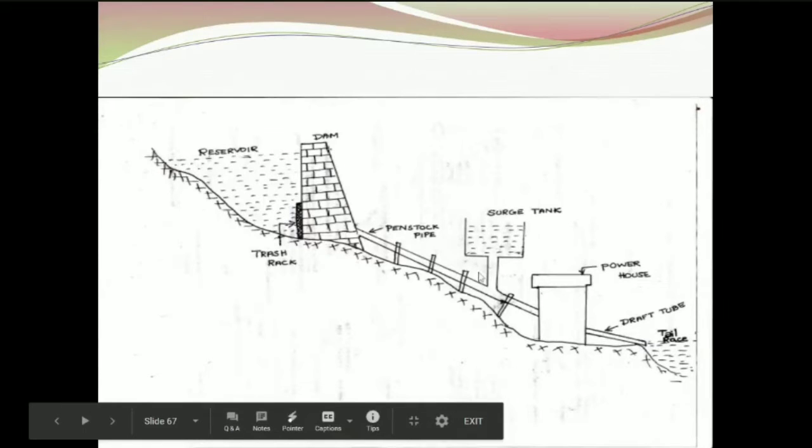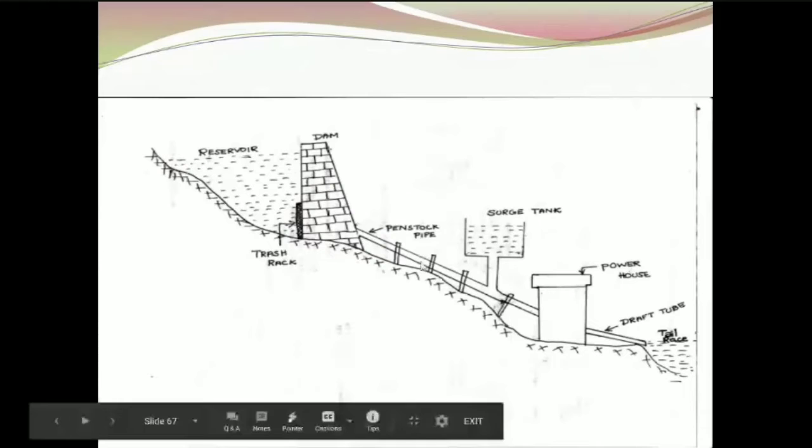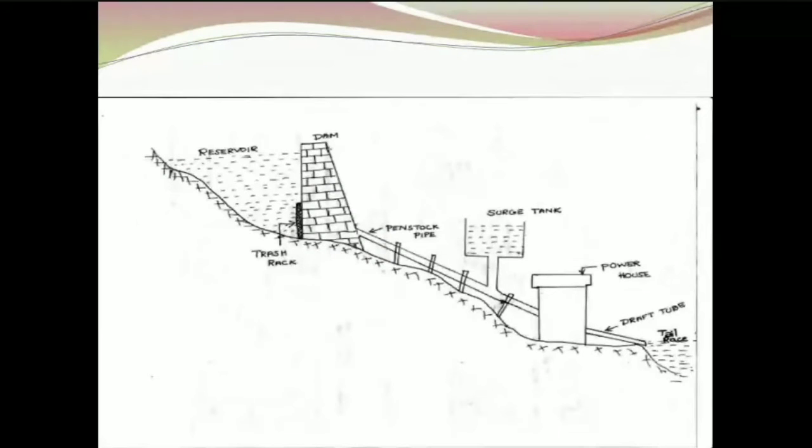Then there is a surge tank. Surge tank is constructed near to the powerhouse. This is constructed in order to avoid the inertial forces developed inside the penstock pipe due to sudden withdrawal as well as increase in demand of electricity. So this is the block diagram, and next we shall see the various parts of the power plant in detail.